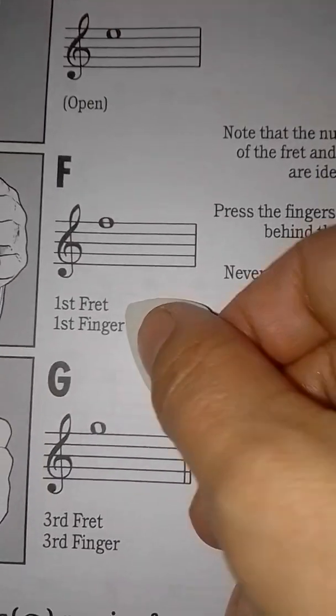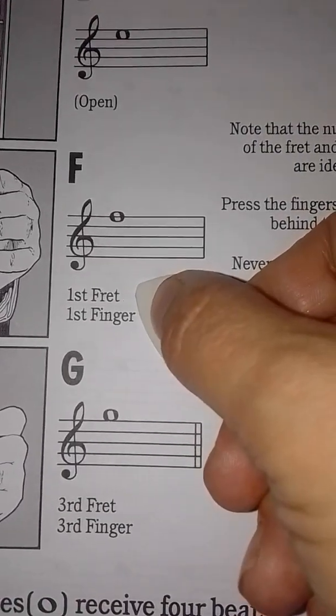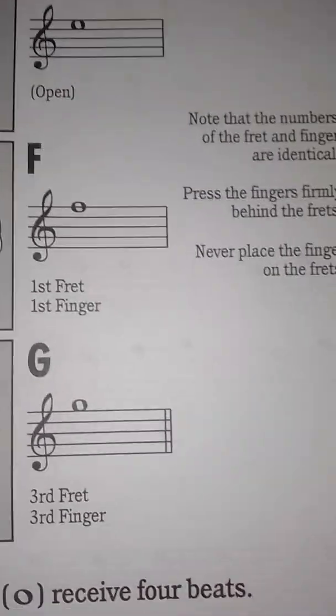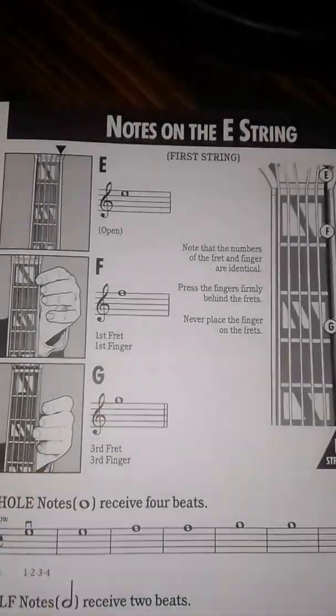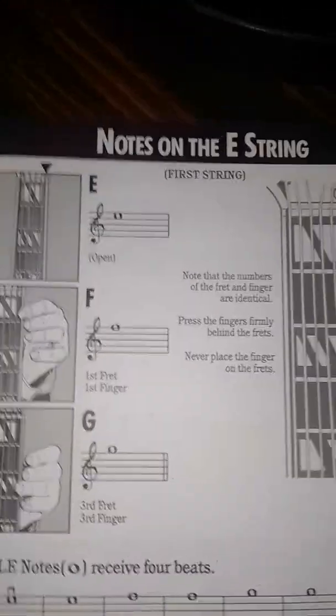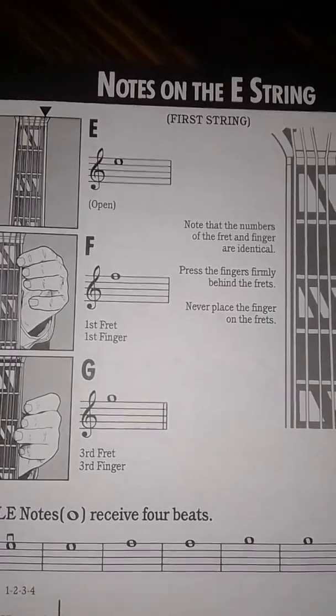When I play F, I will be using the first fret on the first string, and I'll be pressing down the note with my first finger. In guitar, my first finger is going to be my index finger, okay? As you can see in the picture here, they're going to show us as well. So my index finger will be holding down the first string, first fret.